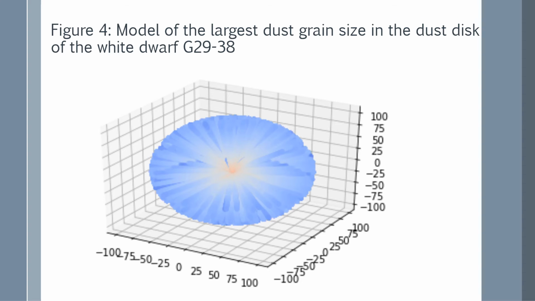Since I'm modeling the largest dust grain size, the overall temperatures are going to be low, as we can see, since the smaller grains are exposed to more light from the white dwarf on the outside of the dust disk, and the larger grains are in the more optically thick sections of the dust disk, with much less exposure from the white dwarf.